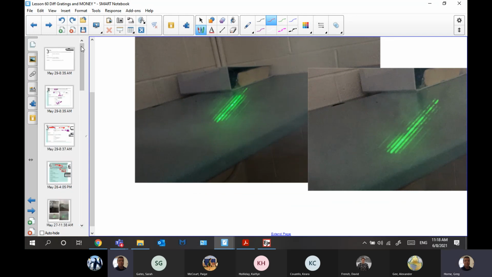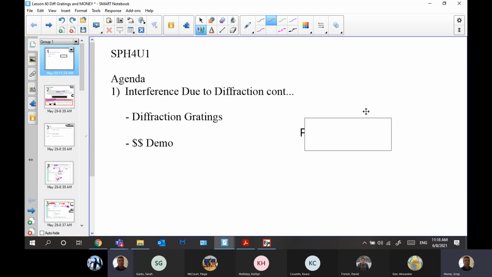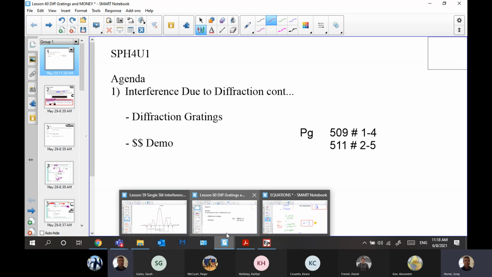Okay, so the questions to do with diffraction gratings, again, just like we did in the lesson: identify the type of question, identify the variables, pick the equation, plug them in, solve for the answer. Okay, so that's long enough for you to jot that down, I hope.